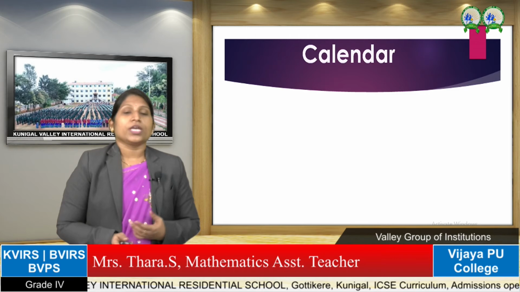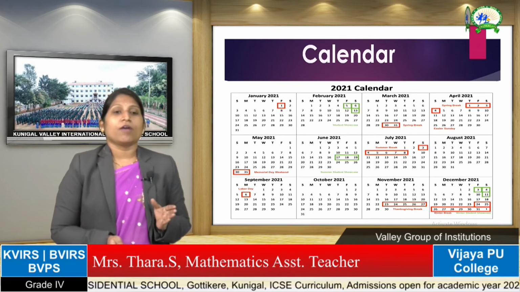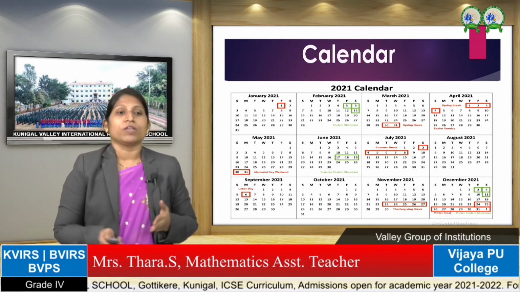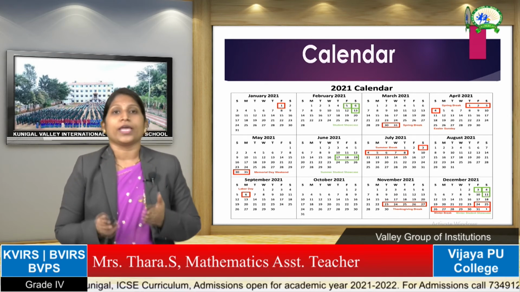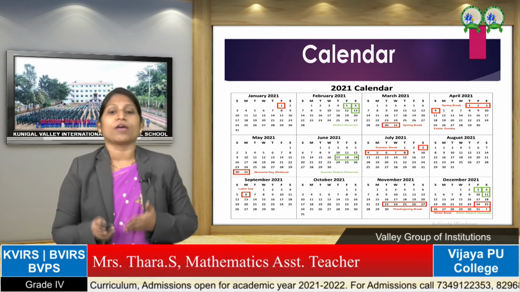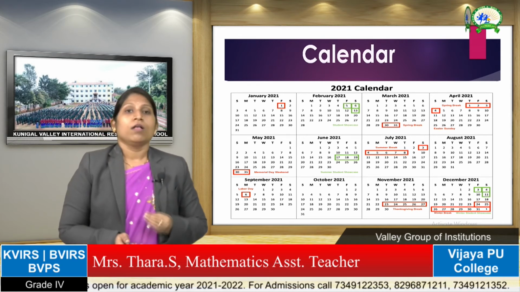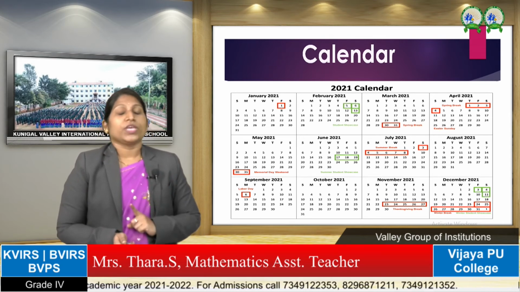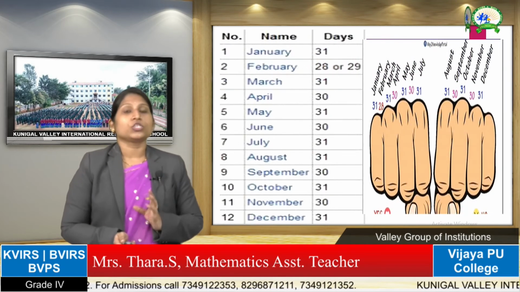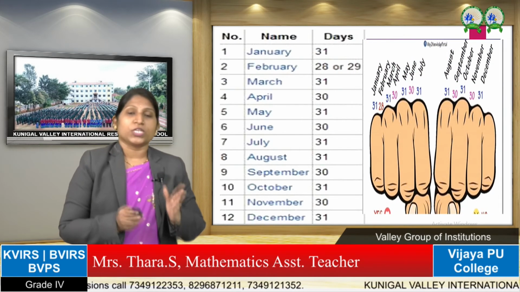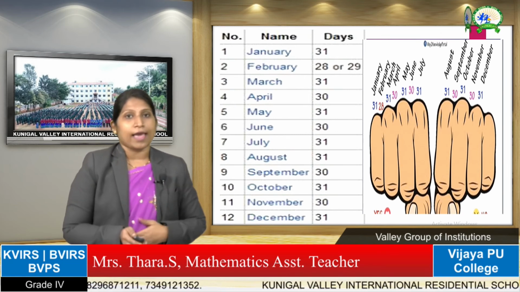Okay, children. So next we have a calendar. In the calendar you can see we have 12 months in total: January, February, March, April, May, June, July, August, September, October, November, December. We have 12 months in 1 year. And the calendar shows many special dates and holidays. We can easily find them by looking at the calendar.